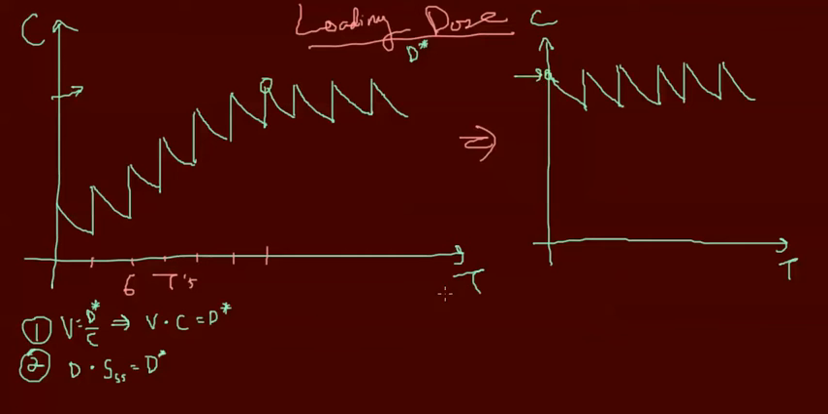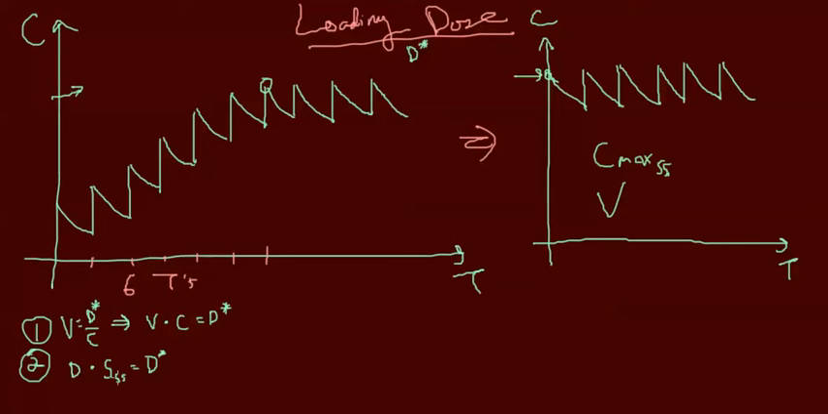Well, there are 2 ways to find your loading dose. Number one, the first way is if we have this value, and this value is Cmax steady state. If we have the Cmax steady state and the volume of distribution, all we need to do is use the volume of distribution formula. That's V is equal to D over C, and you move that to V times C is equal to D. So all you do is multiply C times V and you get your loading dose.